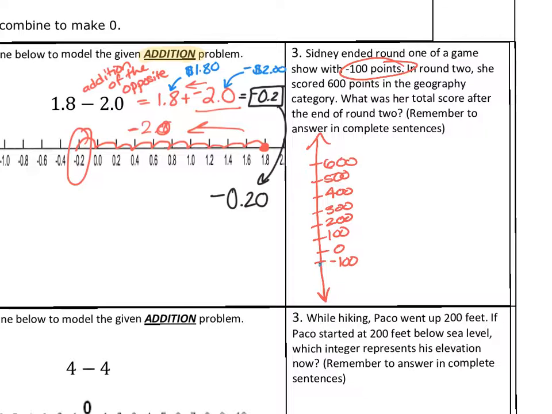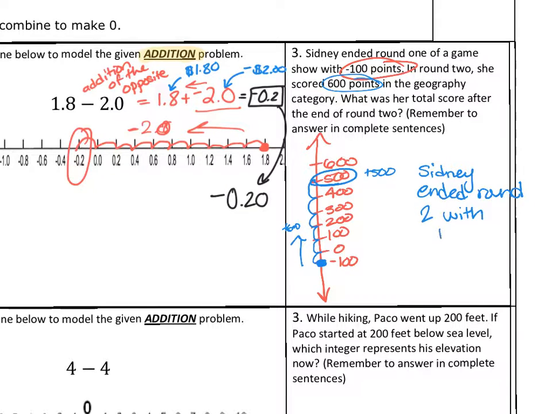So she started at negative 100 and she earned 600 points. So now she went in the positive direction, positive 600. So let's count. 100, 200, 300, 400, 500, 600. She now ended up at 500 points. So let's write in a complete sentence. Sydney ended round 2 with positive 500 points. Done.